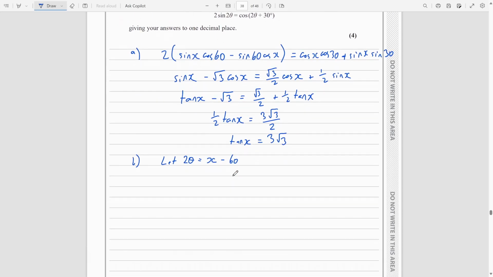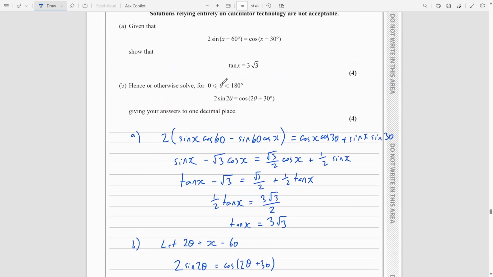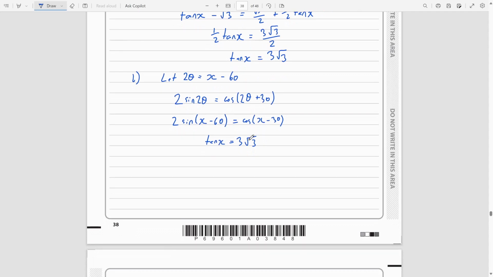So when you go to solve this equation, 2 sine 2 theta equals cos 2 theta plus 30, that just transforms into 2 sine x minus 60 equals cos x minus 30. We know that that implies that tan x equals 3 root 3. We can solve that, work out what x is, and therefore work out what theta is. We want to solve that for theta between 0 and 180.